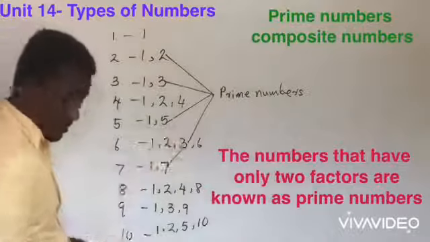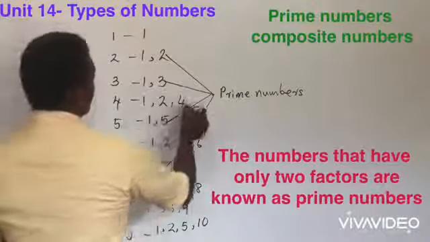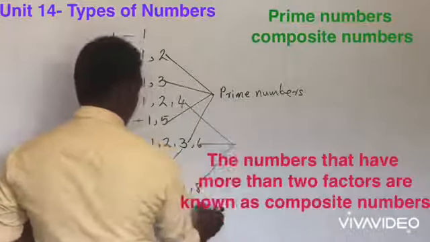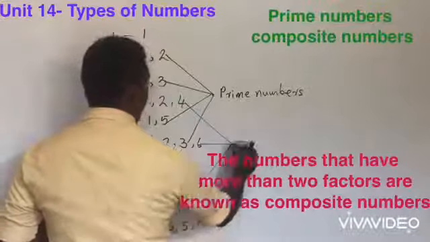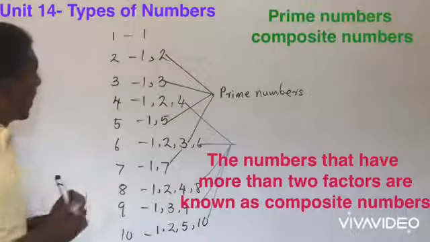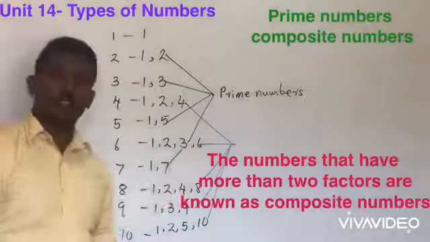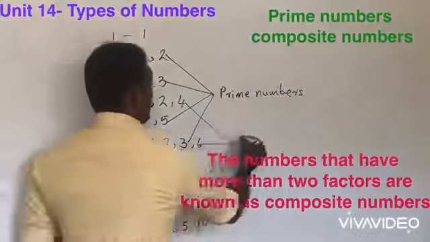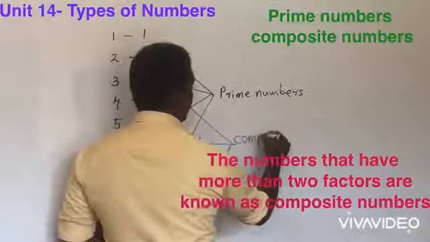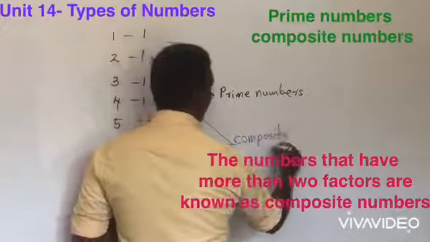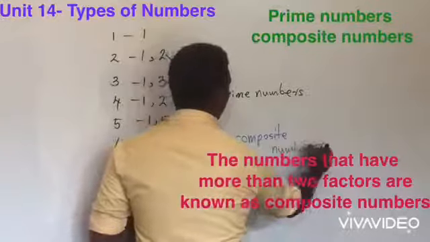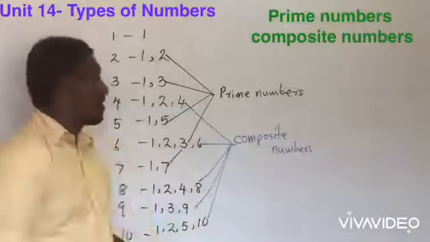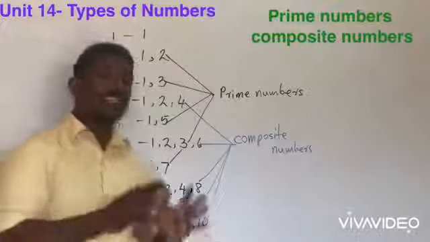Now look at the other numbers, which are 4, 6, 8, 9 and 10. They have more than 2 factors. These numbers have more than 2 factors. They are called composite numbers. What are composite numbers? They have more than 2 factors. Therefore, these numbers are known as composite.